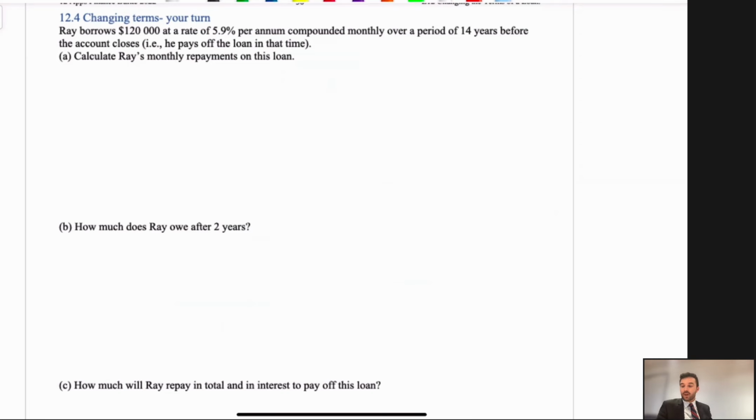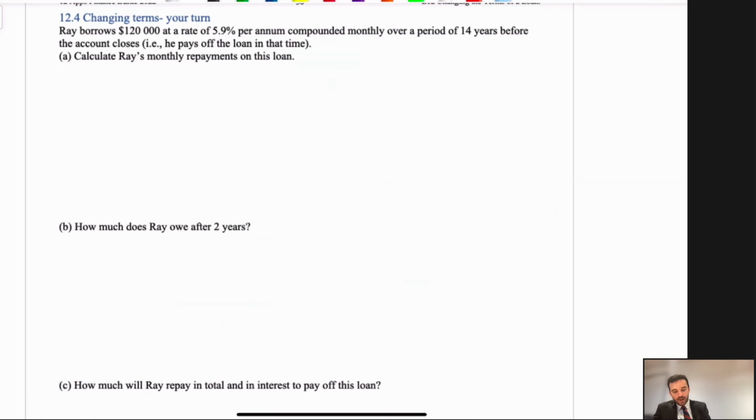Ray borrows 120k at a rate of 5.9% per annum compounded monthly over a period of 14 years before the account closes, i.e. he pays off the loan in that time. So the first question is saying, calculate Ray's monthly repayments on this loan. Now, if it doesn't mention whether to use a sequence or the finance app, always lean towards the finance app. In particular, when you're working out monthly repayments, the recursive rule is terrible at working out monthly repayments.